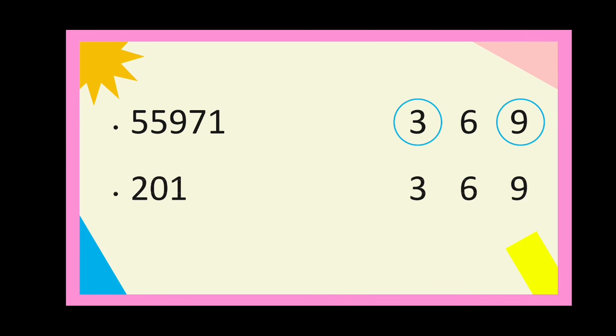Okay, next. 201. 2 plus 0 plus 1 equals 3. 3 divided by 3 equals 1. So therefore, 3 is divisible by 3 and 201 is also divisible by 3. Okay, so for divisibility rule for 6, tingnan natin kung divisible ba by 2 ito. The ones digit is 1. Therefore, it is not divisible by 2. So, hindi rin siya divisible by 6.